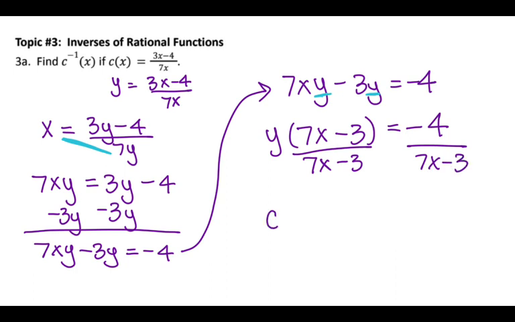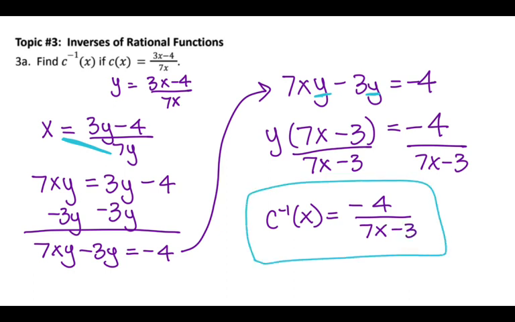And now I can write my final answer as the inverse. C inverse of x equals negative 4 over 7x minus 3. So a lot of algebraic skills come into play when you're finding the inverse of rational functions.